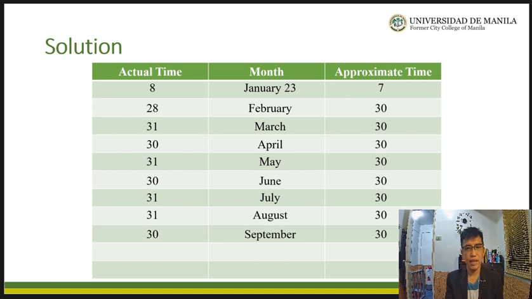And finally, for October 5, because that is the problem, the actual time is 5 and the approximate time is 5 because that's the endpoint. So the total number of days for the actual time is 255 and the approximate time is 252 days. That is how we determine the actual and the approximate time.